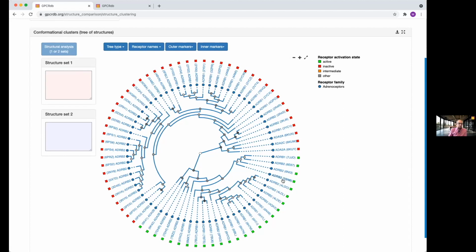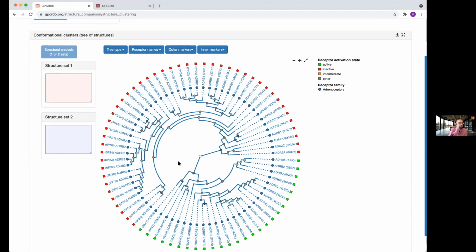And what you can see is that on the outside, we have a label based on the activation state of the receptor. And you can very clearly see that on one branch, we have all the inactive state receptors. And on the other side of this branch of the root node, we have all the active state receptors. So that's not too big of a surprise. But in general, we expect that these are the major changes, of course, that are happening.